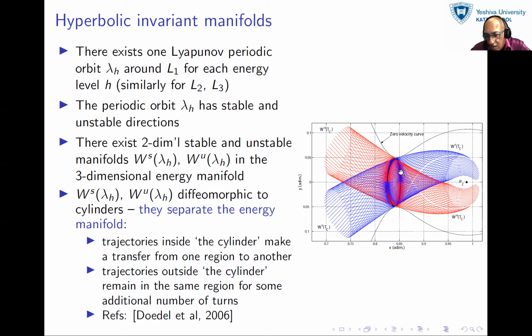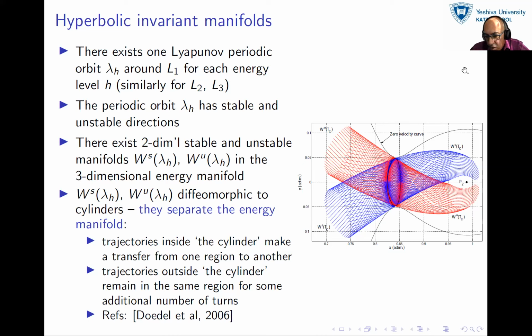They are these red and blue cylinder-looking surfaces. So in this picture, the round black orbit here is the Lyapunov orbit. What you see here is the boundary of the Hill region. So the motion happens here around the moon and on the left around the Earth. This is the Lyapunov orbit, and you have these cylinders. The red is the unstable manifold and the blue is the stable manifold.